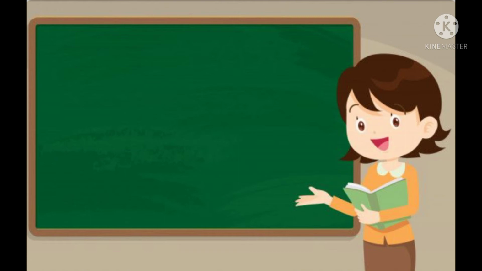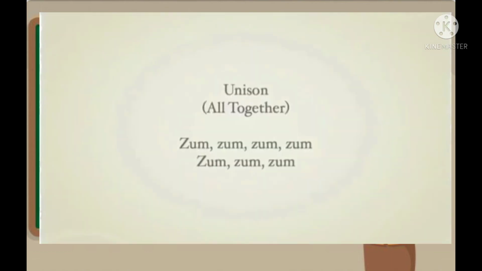Zum, zum, zum, zum, zum, zum, zum. Then, the second part. Zum, gali, gali, gali, zum, gali, gali, zum, gali, gali, gali, zum. See, there is now have the variation of the clapping. So let's sing together. I'll be providing you a lyrics on the screen. Are you ready? Okay, in 3, 2, 1.